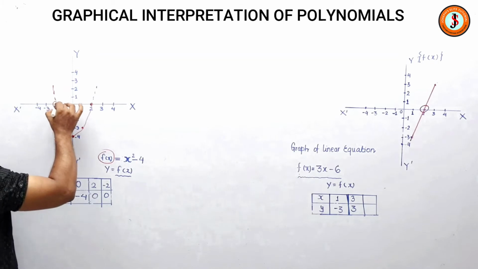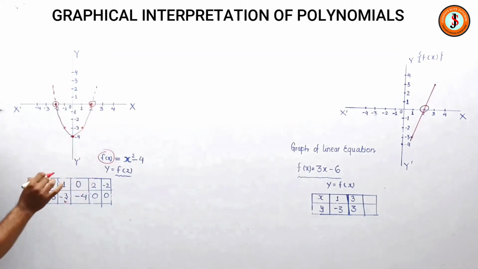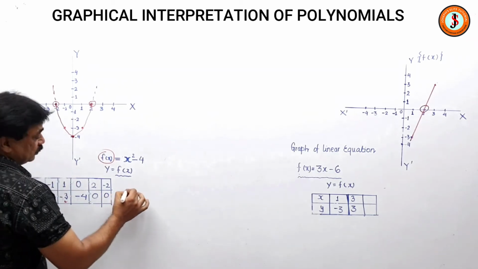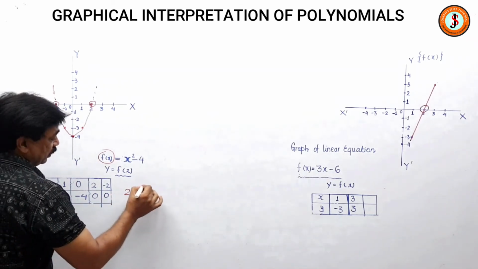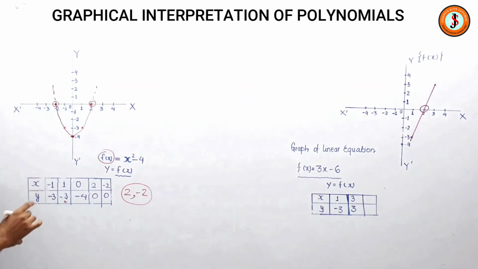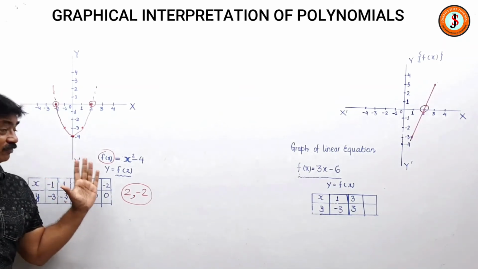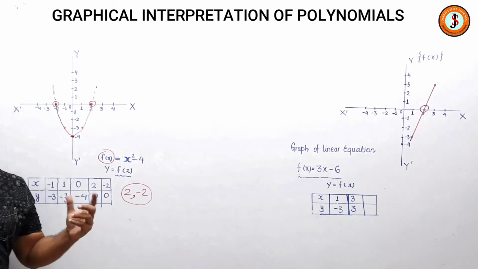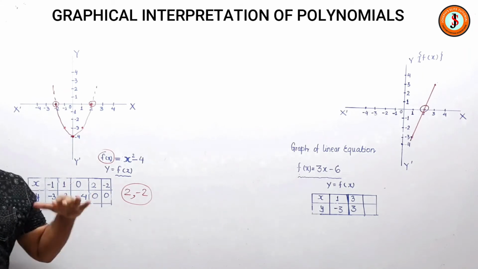So it is cutting the x-axis at 2 points. Those 2 points will represent the zeros of this. So the solution of this is actually 2 and minus 2. Alpha and beta are 2 and minus 2. Also, what do you learn? You learn that if there is a function of x, then the number of places where it will intersect the x-axis will give the number of zeros.